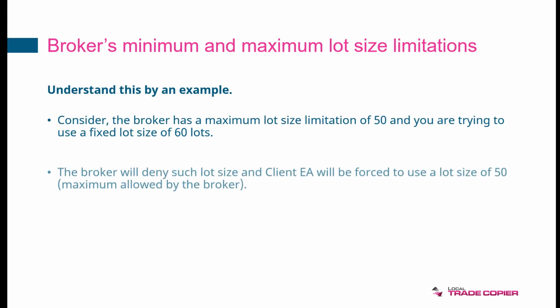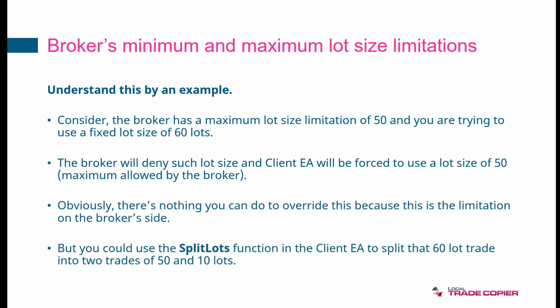So the first thing is that brokers have minimum and maximum lot size limitations. It's best to understand this by an example. So consider the broker has a maximum lot size limitation of 50 and you're trying to use a fixed lot size of 60 lots. The broker will obviously deny such lot size and the client EA will be forced to use just a lot size of 50, which is the maximum allowed by the broker. Yeah. So obviously there's nothing you can do to override this because this is the limitation on the broker side.